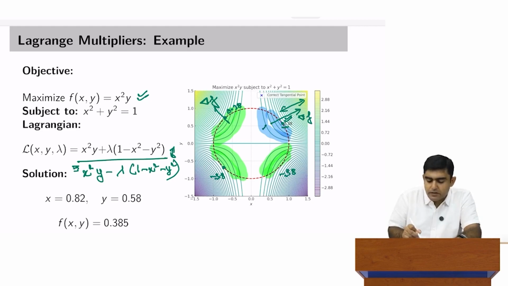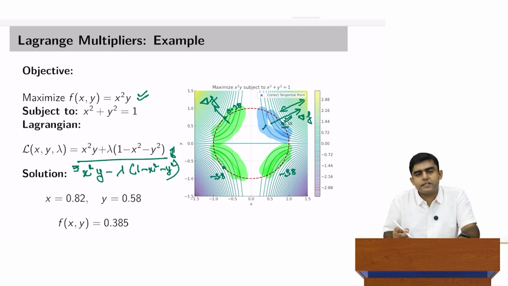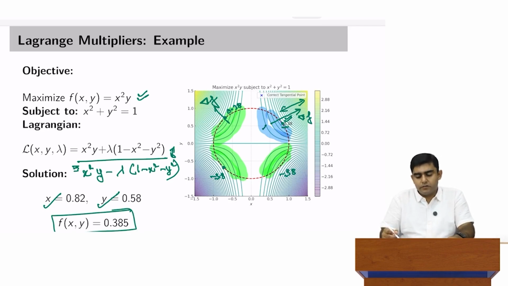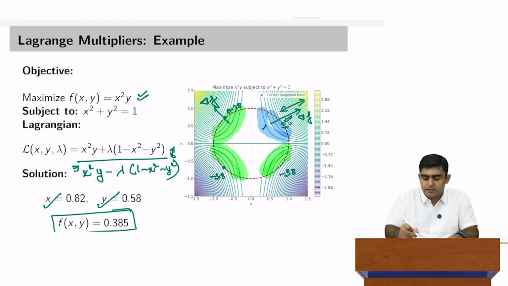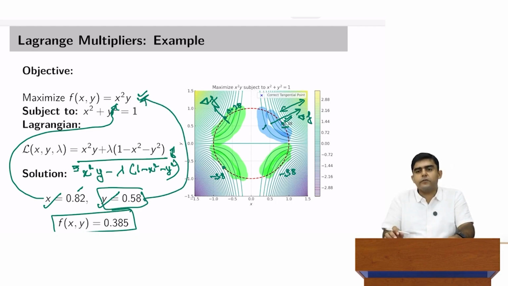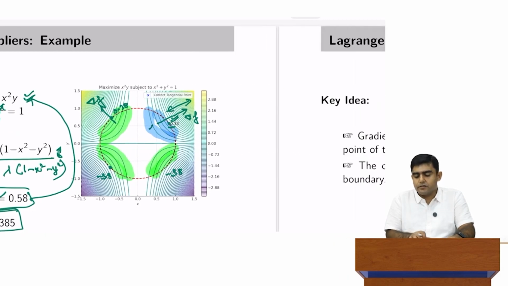We take the partial differentiation of the Lagrange function with respect to x first and equate it to 0, partial differentiation with respect to y and equate it to 0, and partial differentiation with respect to lambda and equate it to 0. Solving the equations, we get x equal to 0.82, y equal to 0.58, and at that point we find the value of this particular function as 0.385 by substituting x as 0.82 here and y equal to 0.58 here, taking the square and multiplying with the value of y, we get our answer.